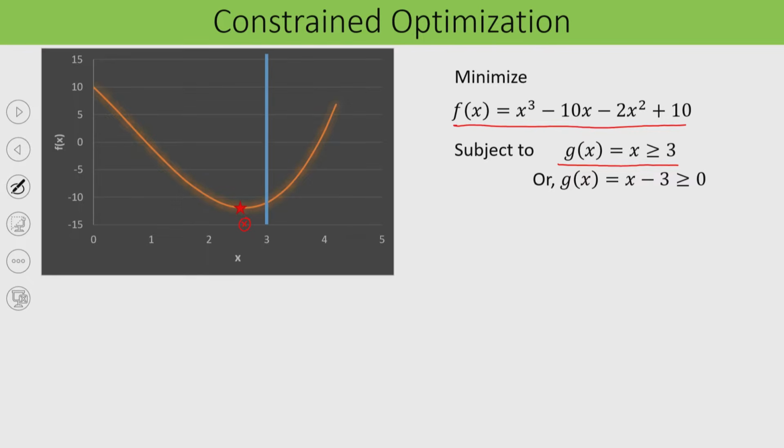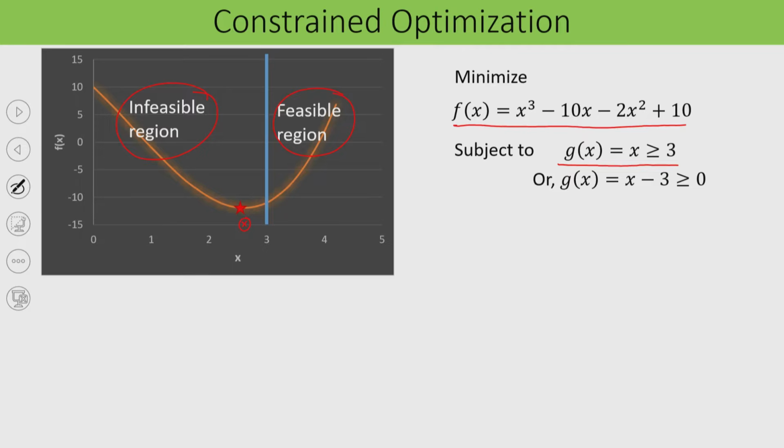If I plot the line x equal to 3, this line divides the solution space into two regions. One is the feasible region, where the constraint function will be satisfied, so x should be greater than 3. The region x less than 3 is the infeasible region. So we get two regions: in the feasible region the constraint function is satisfied, and in the infeasible region the constraint function is not satisfied.